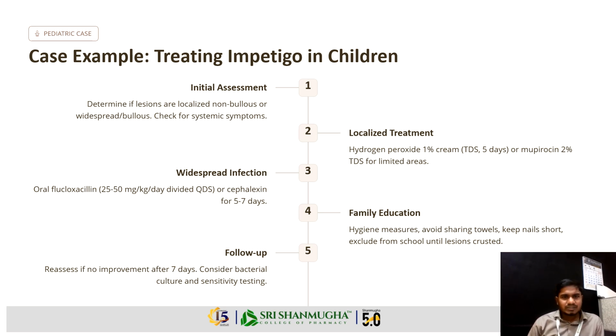Okay. Next, widespread infection: oral flucloxacillin 25 to 50 mg per kg per day by QDS, or cephalexin, for 5 to 7 days. And the family education: hygiene measures, avoid sharing towels, keep nails short, and exclude from school until lesions are crusted. Follow up: review if no improvement after 7 days, consider bacterial culture and sensitivity testing.